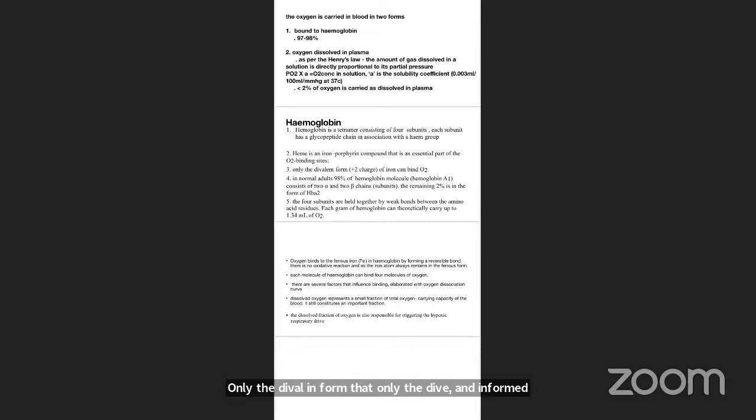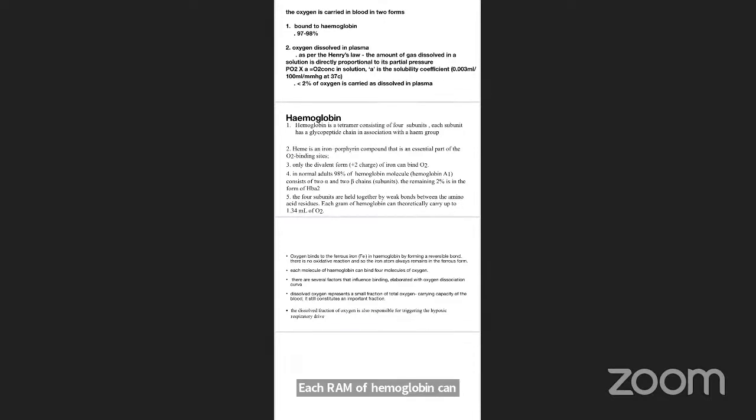In normal adults, 98% of the hemoglobin molecule consists of 2 alpha and 2 beta chains. The remaining 2% is in the form of HbA2. The 4 subunits are held together by weak bonds between the amino acid residues. Each gram of hemoglobin can theoretically carry up to 1.34 ml of oxygen. Oxygen binds to the ferrous ion in hemoglobin by forming a reversible bond. There is no oxidative reaction, so the iron atom always remains in the same ferrous form. Each molecule of hemoglobin can bind 4 molecules of oxygen, and several factors that influence binding are elaborated with the oxygen dissociation curve.